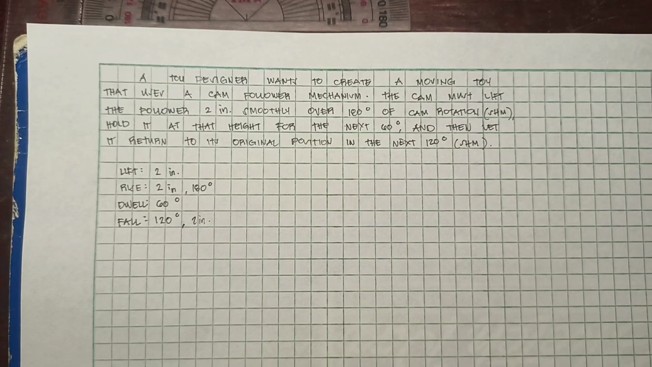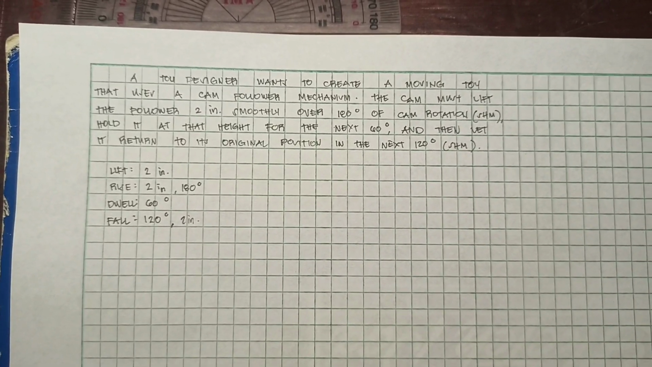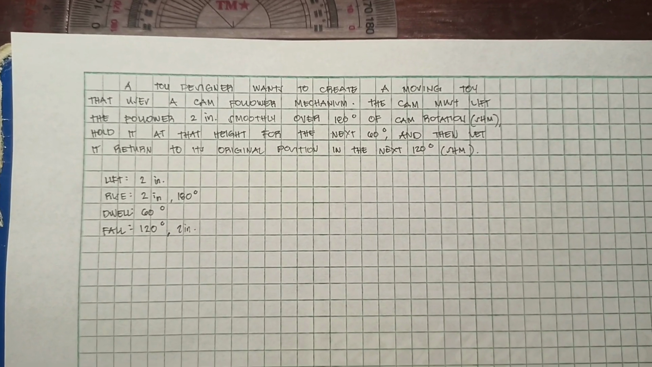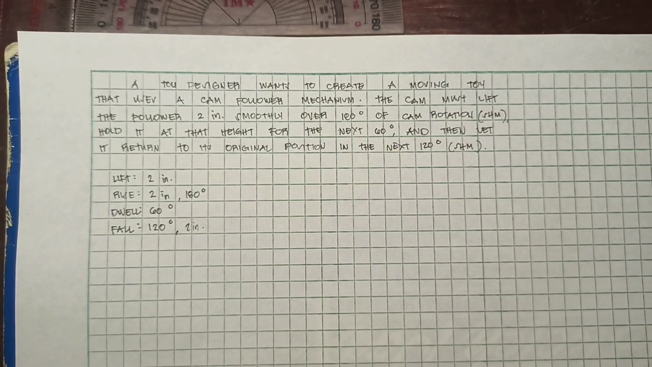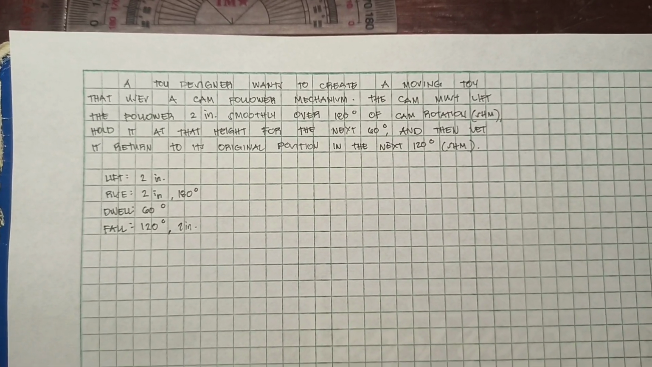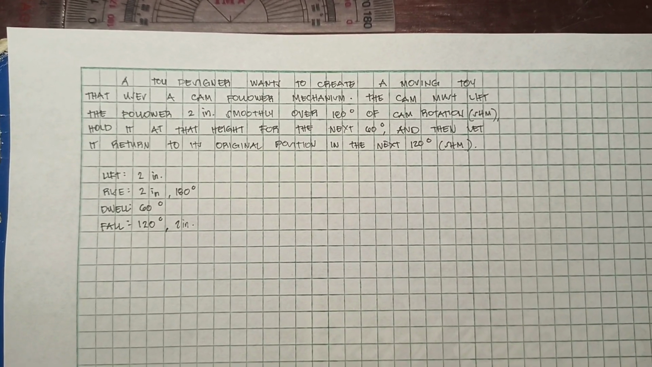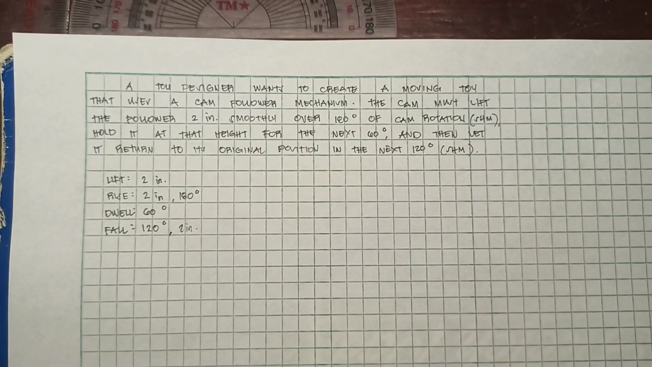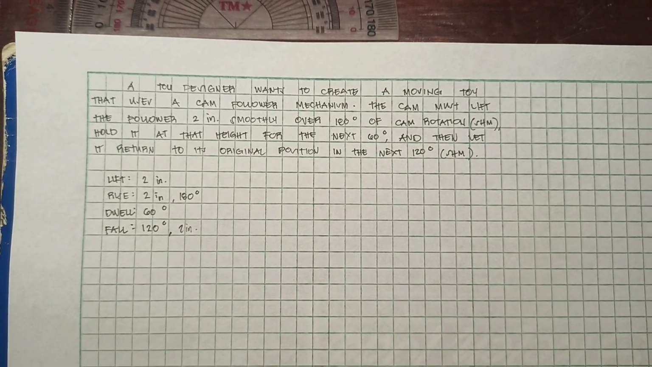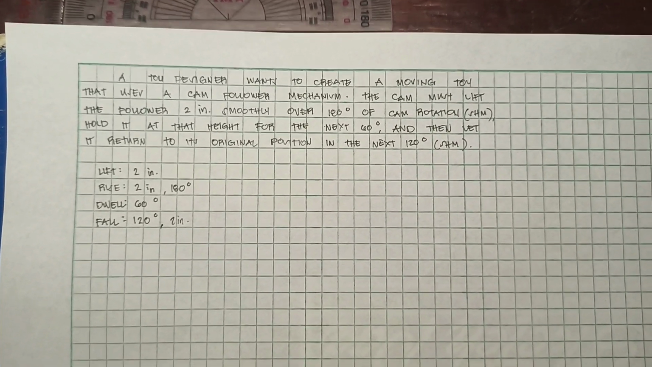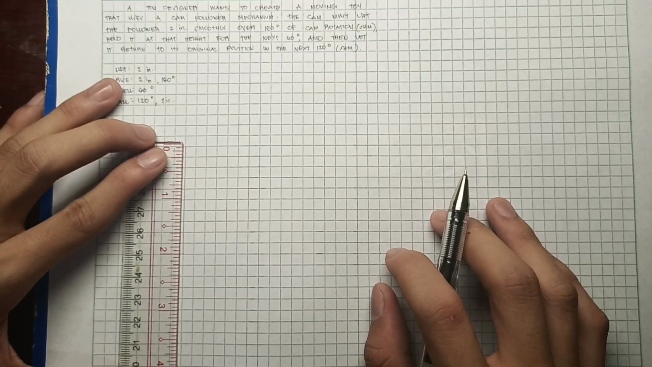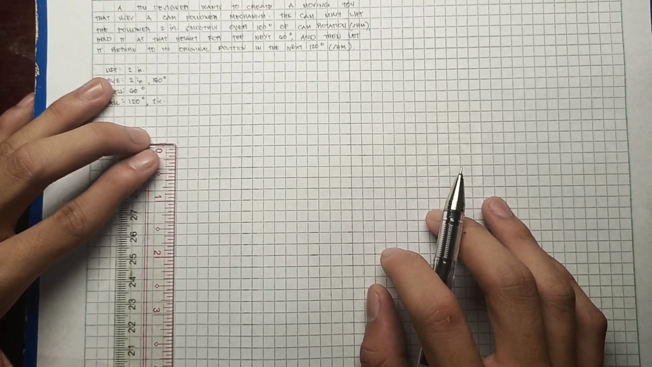In this problem, we have the lift, which is 2 inches in height, and the rise of 2 inches over 180 degrees, while the dwell is over 60 degrees and the fall is 120 degrees in 2 inches. So next, we are going to construct the displacement diagram according to the givens.